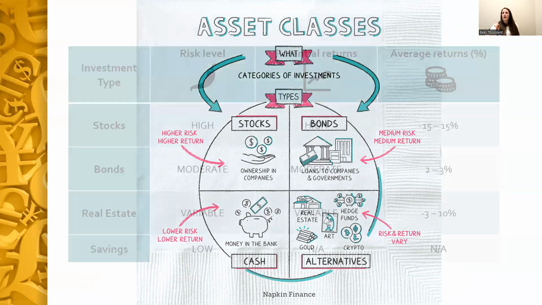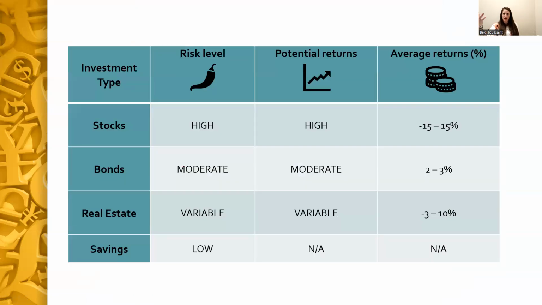So what we're going to do in this game is make it very clear with them: risk level, high, moderate, variable, and low. And then your returns are high, moderate, variable, and no returns whatsoever in their savings.